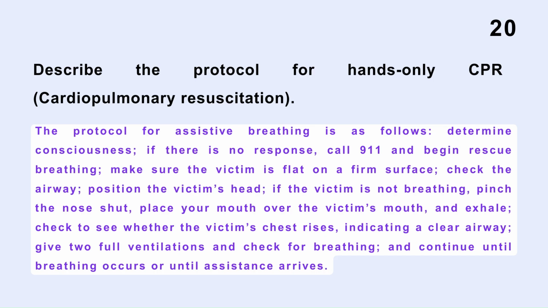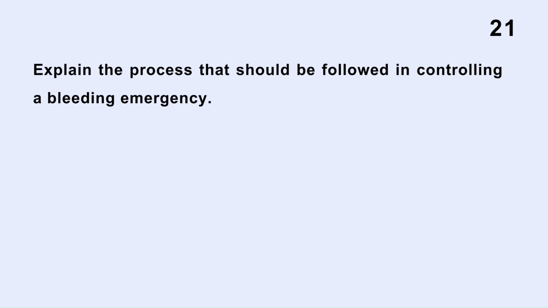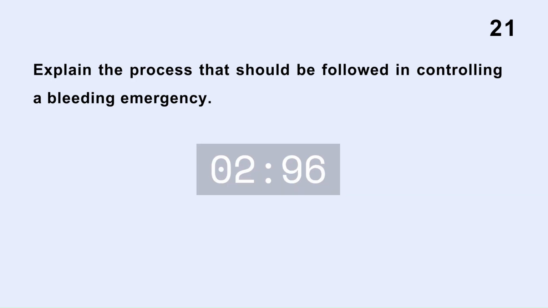If the victim is not breathing, pinch the nose shut. Place your mouth over the victim's mouth and exhale. Check to see whether the victim's chest rises, indicating a clear airway. Give 2 full ventilations and check for breathing, and continue until breathing occurs or until assistance arrives. Number 21. Explain the process that should be followed in controlling a bleeding emergency.